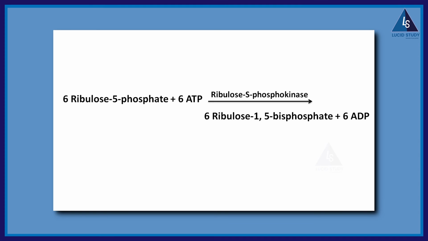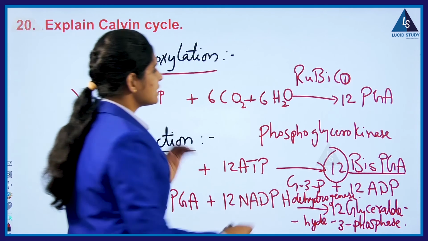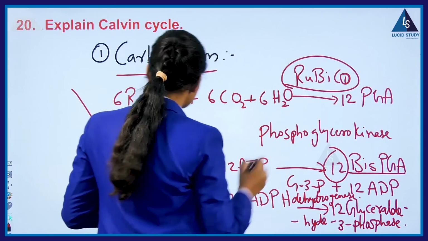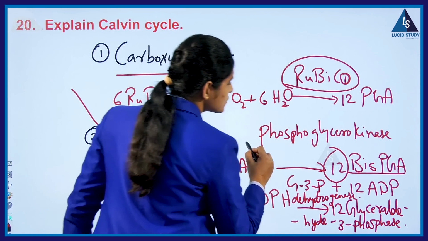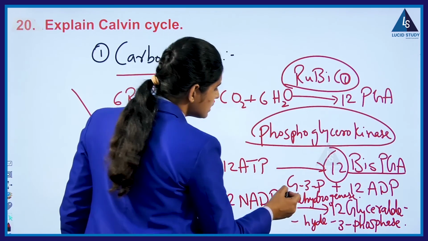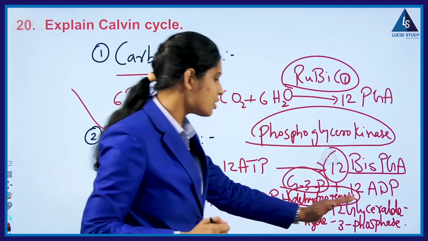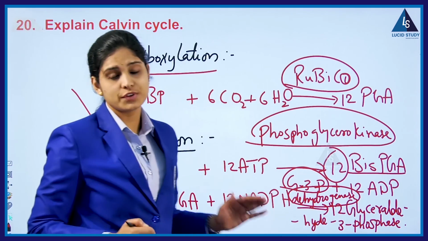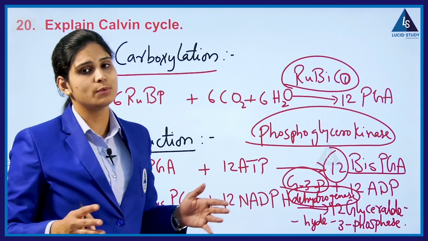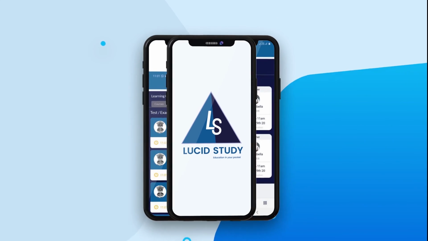Hence finally 3 molecules of ATP and 2 molecules of NADPH are required for every carbon dioxide molecule entering into the cycle. You can see the RuBisCO enzyme is involved, and in the reduction the phosphoglycerokinase and the G3P dehydrogenase are involved for the formation of 12 glyceraldehyde 3-phosphate. Hence this is how we explain the Calvin cycle.